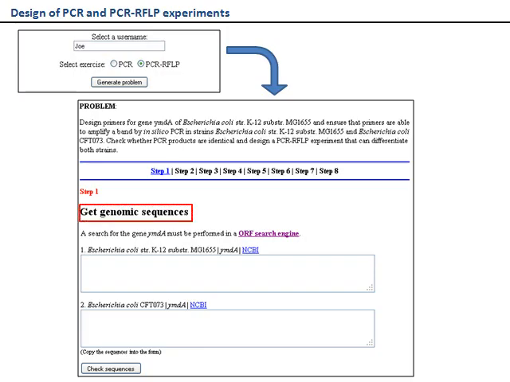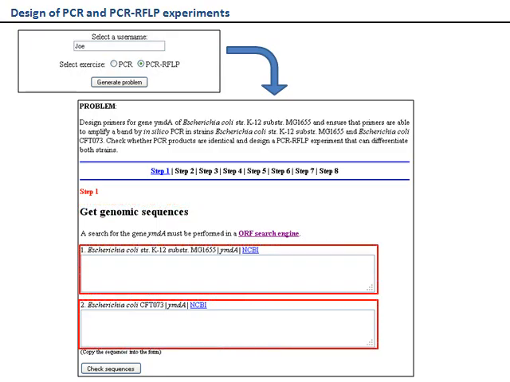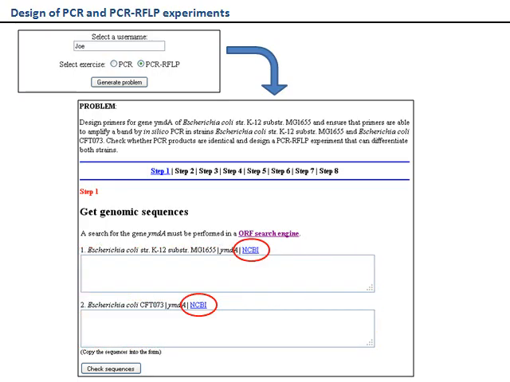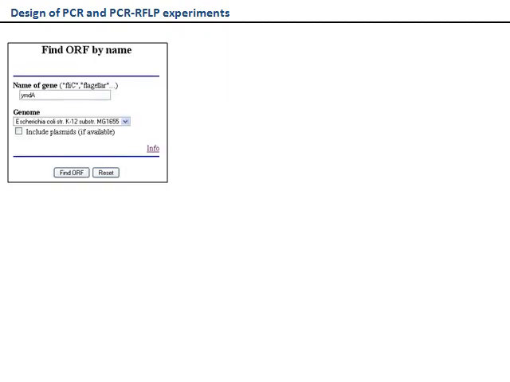The first step of the exercise is to retrieve the sequence of the assigned gene. The service will ask the users to paste the DNA sequence of the gene into the form. The sequences from strain K12 and the uropathogenic strain are requested. The users may search for the sequences at NCBI or other sources, or within our server by clicking on the ORF search engine link. A new window will open, and a form will allow the user to find the requested sequences. In the form, the name of the gene and the genome of the corresponding strain must be selected.